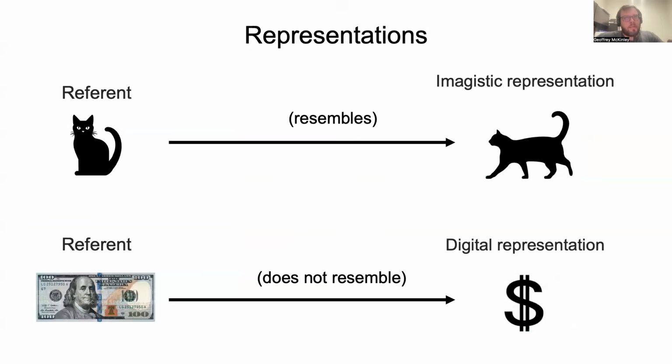Then here's just another example, right? We already kind of did this. The referent of a cat resembles the imagistic representation of a cat, whereas the referent of cash doesn't necessarily resemble the digital, propositional, symbolic representation of money, right?